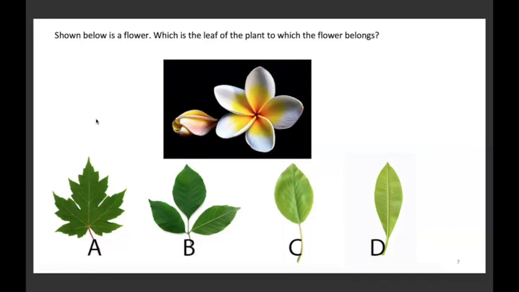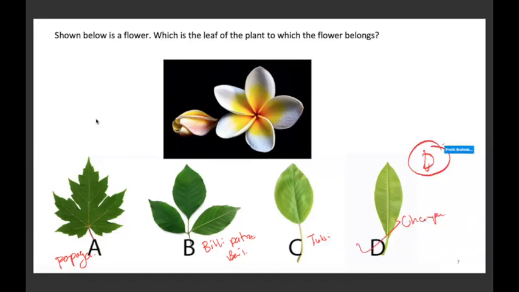Okay. So here, option A, which you're seeing here, is that of a papaya. B is what we call a bilipatra or a bael plant. This one looks like a tulsi. And the one that the question is asked about is this one, which is called a champa plant. So D is the one which is correct here. Okay, we'll move to the next one.